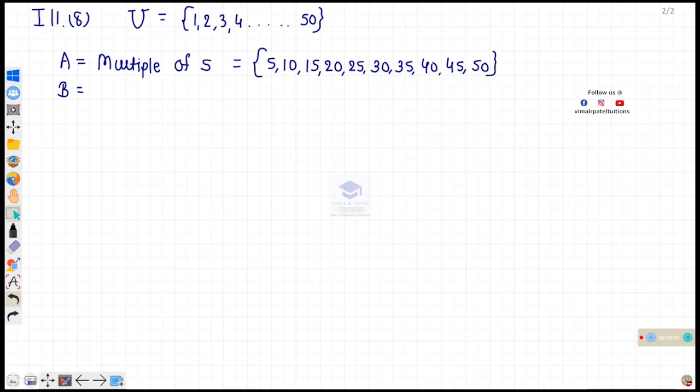Event B, multiple of 7. In 1 to 50, a multiple of 7 means a number divisible by 7: 7, 14, 21, 28, 35, 42 and 49.